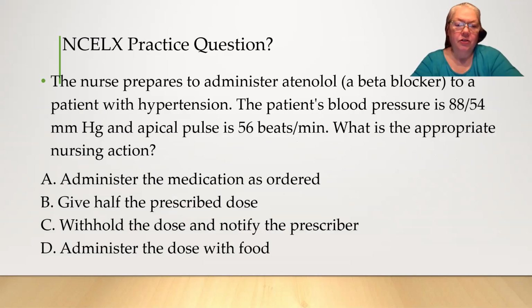The nurse prepares to administer atenolol, which is a beta blocker, to a patient with hypertension. Again, see the last letters, LOL. The patient's blood pressure is 88 over 54 millimeters of mercury and apical pulse is 56 beats per minute. What is the appropriate action?